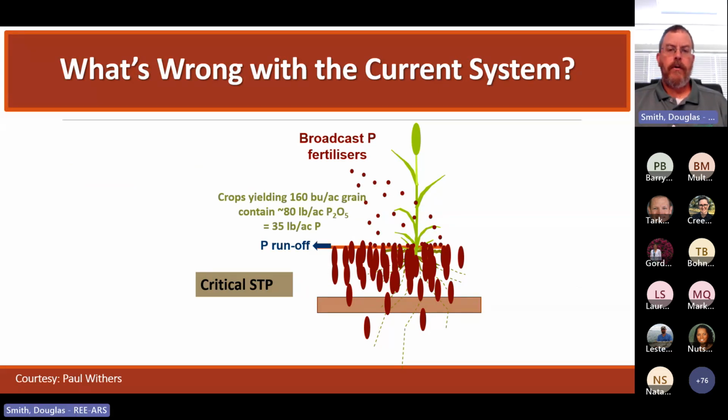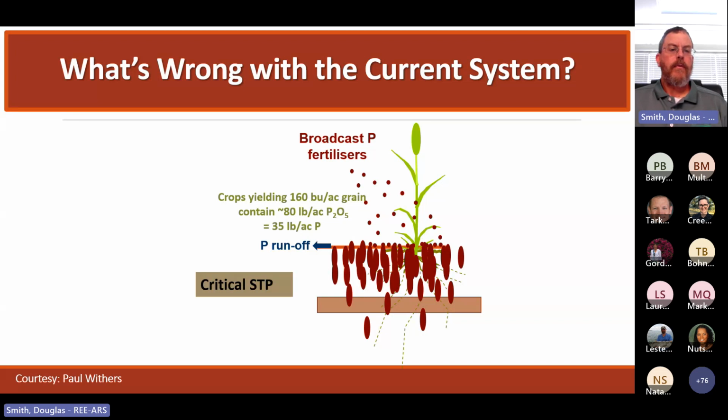So what's wrong with our current fertility system? We developed our current fertility system based on broadcasting fertilizers. In the old days, we would till this fertilizer in. Those fertilizer applications were designed to supply some level of critical soil test phosphorus to the soil. Since we moved to no-till, we no longer till that fertilizer in. So we do have some opportunities to enhance phosphorus runoff by those activities, and oversupplying phosphorus to the soil and building the soil test phosphorus levels too high can also result in phosphorus runoff.